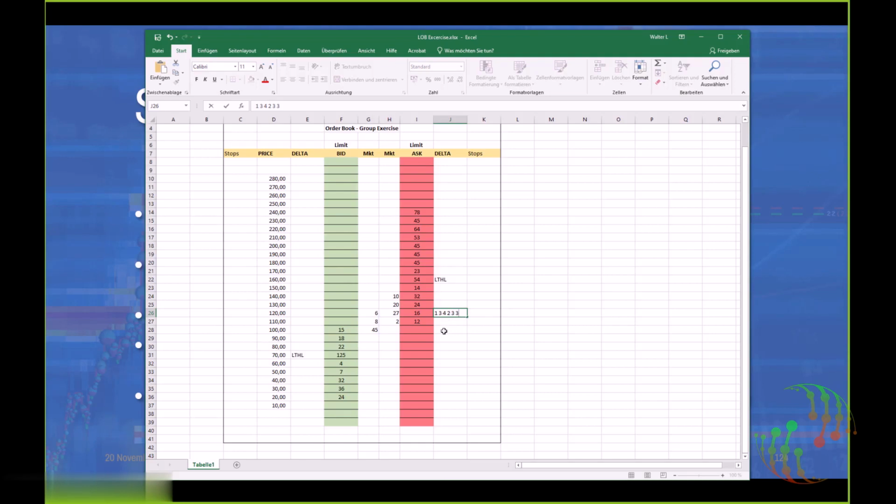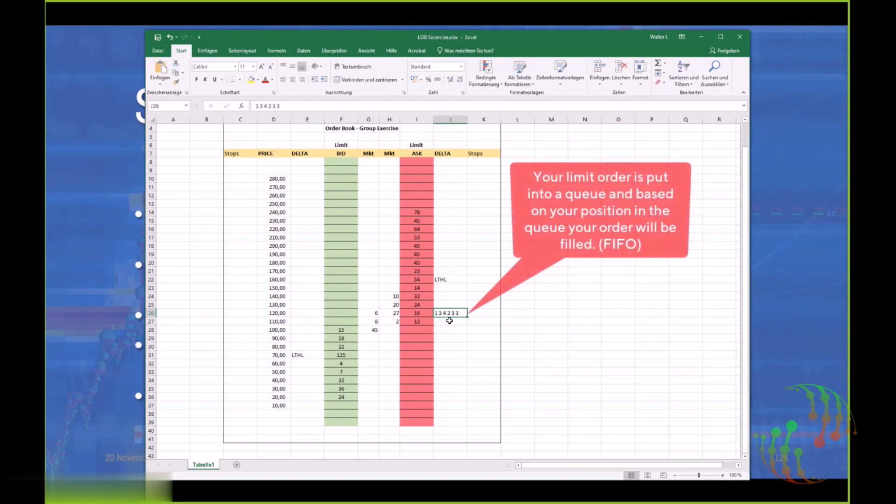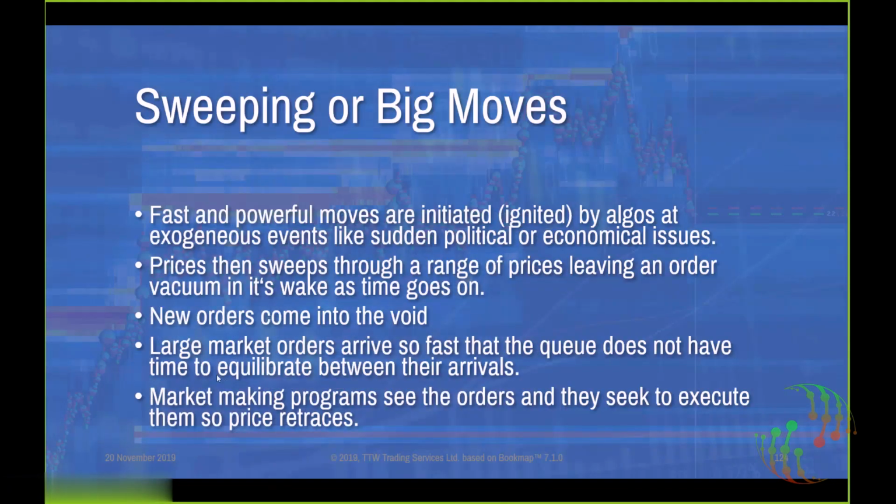So if you want to trade and you put your trade on the limit side, you will be assigned a queue position, and you have to wait until you get filled. This is the first in, first out principle of the CME. We talked about FIFO on Monday. You can see it in the video again, or go to the CME page where they explain very well what the prioritization system of the matching engine is. When we are talking about a queue, that means large market orders arrive so fast that the queue does not have time to equilibrate between their arrivals.